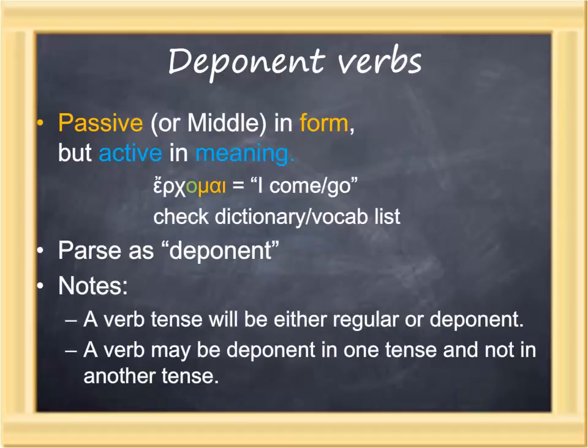A couple of notes. A verb tense will either be regular or deponent. A particular tense doesn't switch from regular to deponent and back and forth. However, and we won't deal with this for a while, a verb may be deponent in one tense and not in another. We'll save that somewhat more awkward circumstance for next semester.